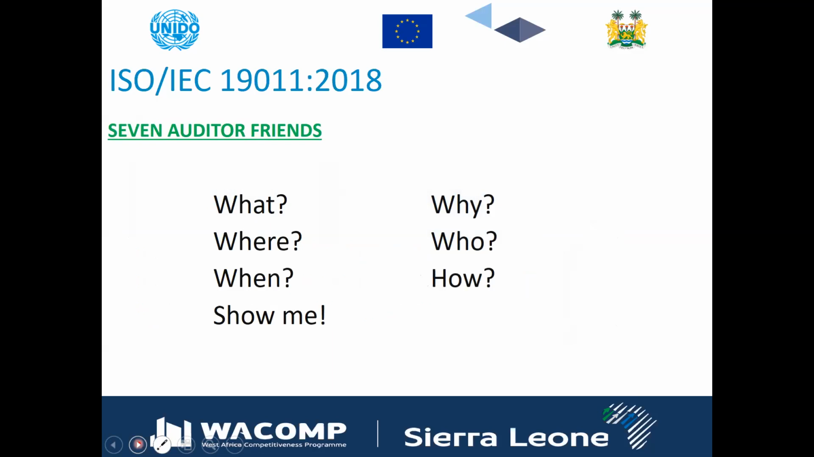These are the 7 friends of the auditor. We always say these are 5W and 1H, and show me. For example, what are you doing? Okay. Why are you doing? Where is the record? Who is doing? And how are you doing these kinds of things.